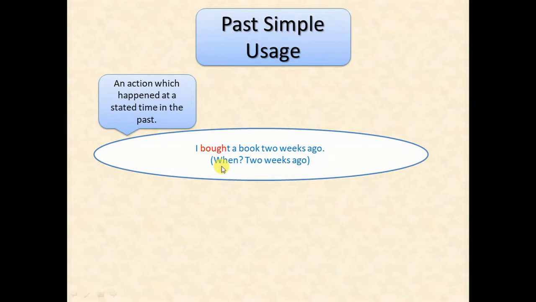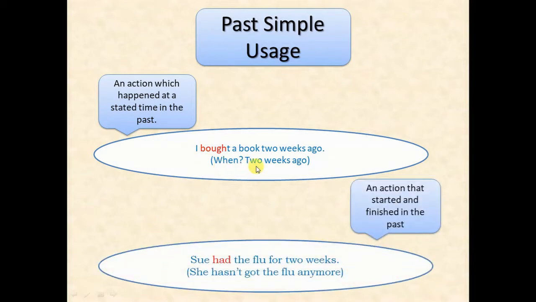So, whenever you see a time expression like this, you can immediately be sure that this sentence is in the past simple. So, I bought a book 2 weeks ago. When did you buy the book? 2 weeks ago. And we use the past simple to talk about an action that started and finished in the past. So an action that started, but it has also finished in the past. Like here, Sue had the flu for 2 weeks, so she hasn't got the flu anymore. The 2 weeks have passed.